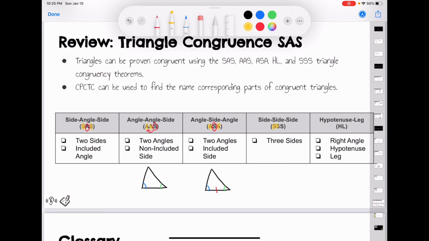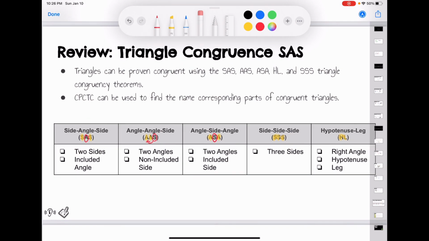And then side, side, side, very simple to remember. One side, two sides, three sides, all those sides must be congruent. And then hypotenuse, leg, the hypotenuse must be congruent, and then the leg must be congruent. Okay? So that's just one way to remember it. But here's a table that shows you which criteria needs to be met in order to use that theorem to prove that two triangles are congruent. Okay? Any questions?